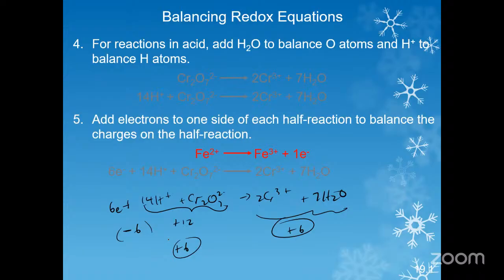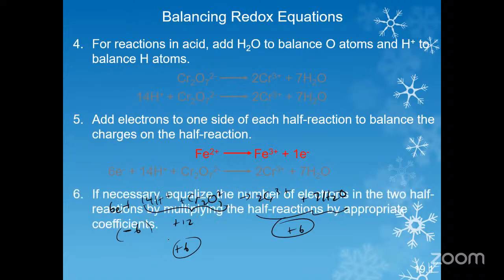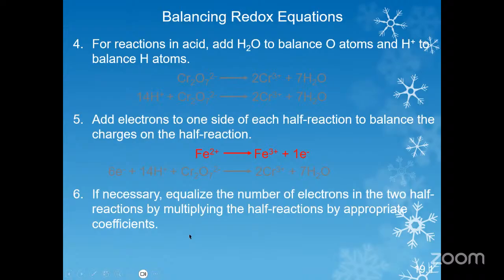So now that we have the two half equations balanced in terms of the number of atoms and also in terms of the charges, the next step is we need to make sure that the total number of electrons lost in the oxidation half reaction is equal to the total number of electrons gained in the reduction half equation, right? As we said before, this is true for all redox reactions. Whatever the number of electrons lost in oxidation must be equal to the number of electrons gained in the reduction.